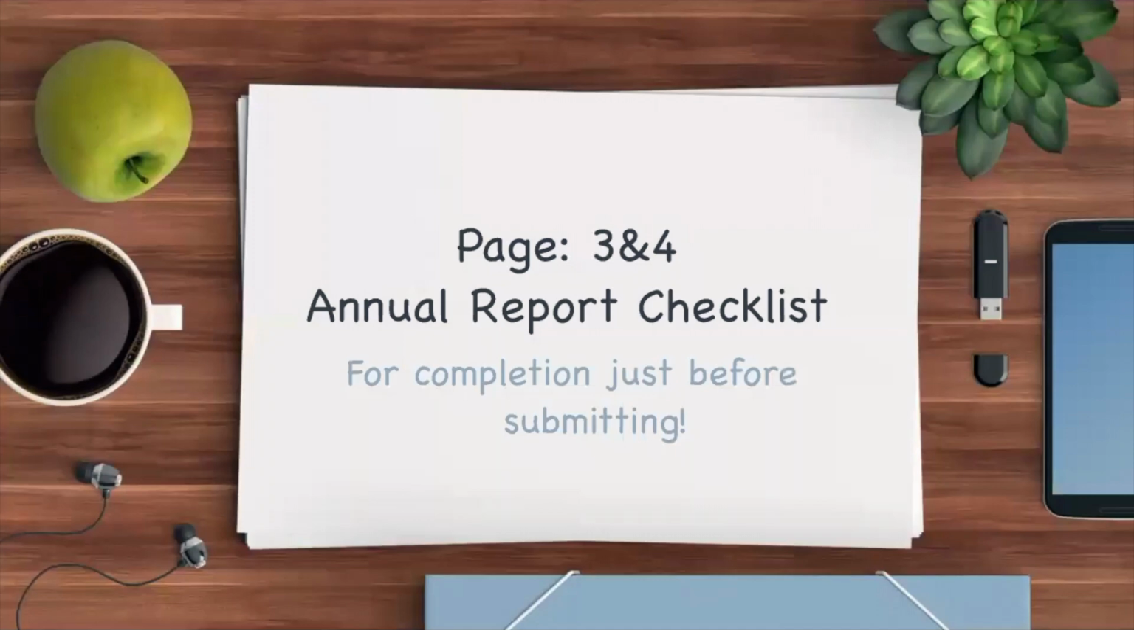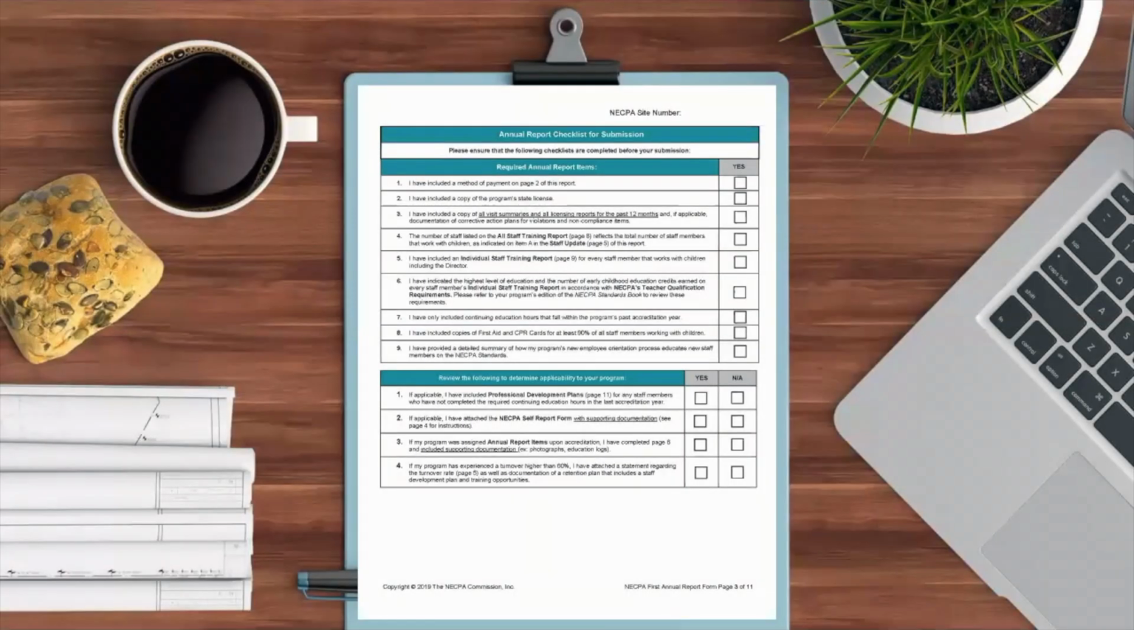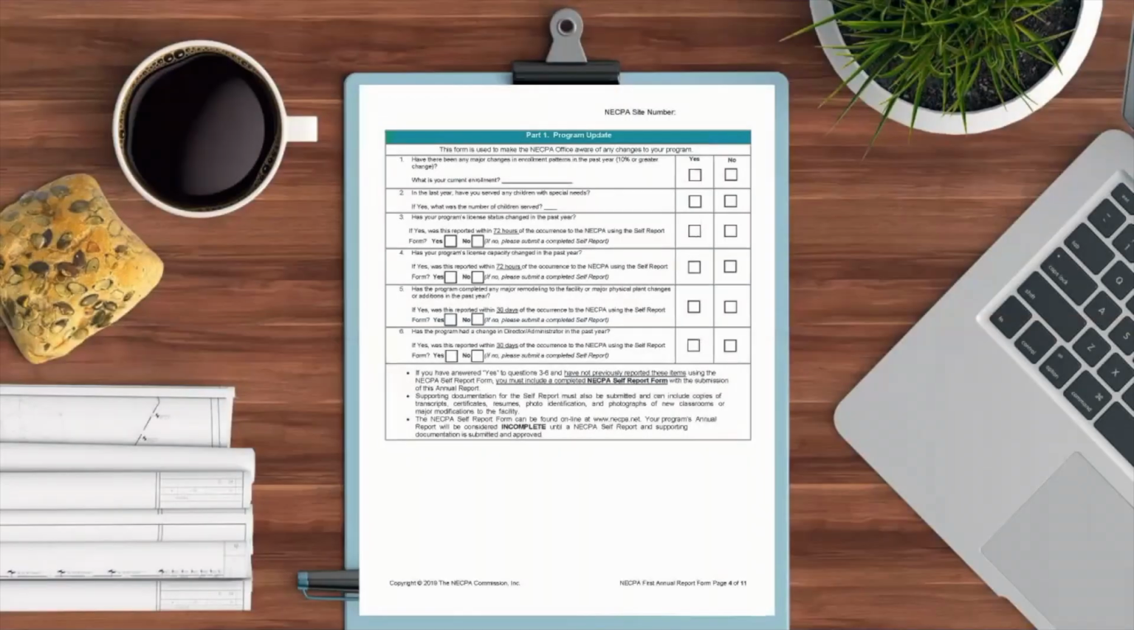Pages 3 and 4. Annual Report Checklist. For completion, just before submitting. The page 3 checklist is meant to be filled out once your annual report is completed and is ready for submission. As you review and fill out the checklist, you will want to read each item carefully and make sure you mark yes for items 1 through 9. This will indicate that you have included these items for your NECPA office review. Below item 9, you will see items 1 through 4. Please mark each item yes or not applicable, depending on your program's applicability.